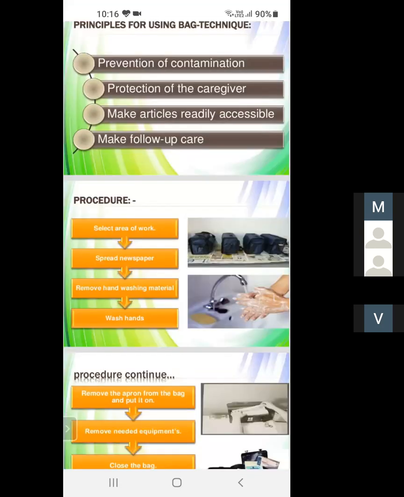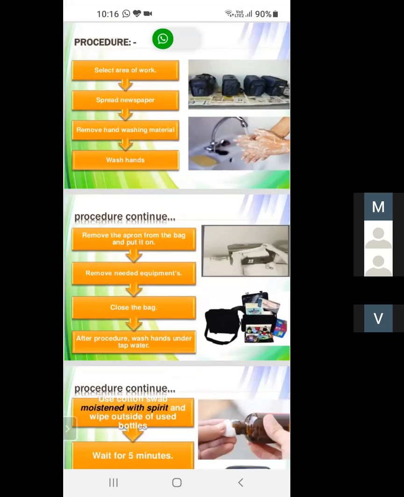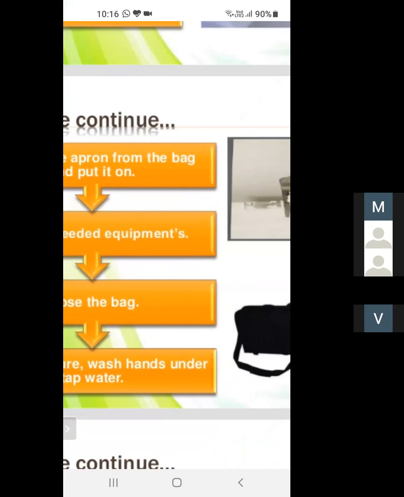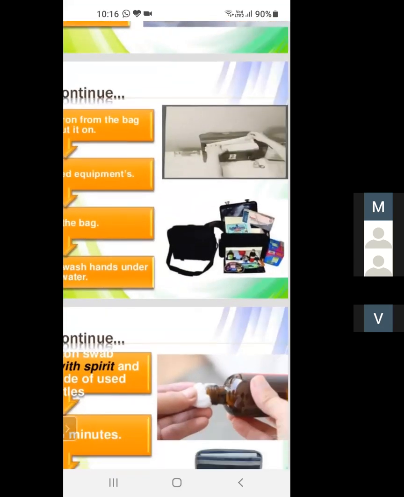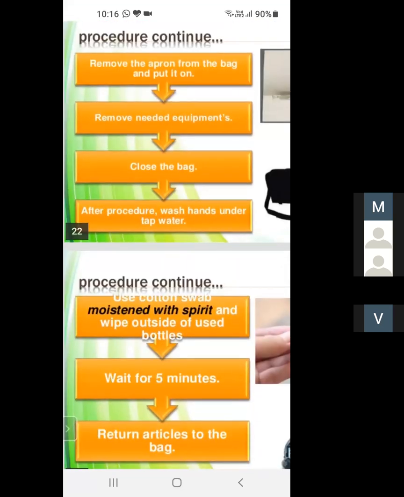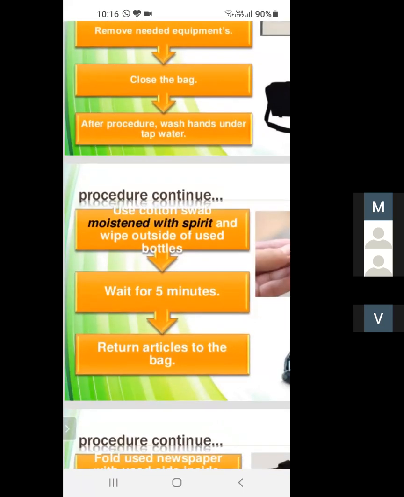Next is spread newspaper, remove hand wash material and wash hand. And the procedure: remove the apron from the bag and put it on. You see, like this apron. Okay. And remove needed equipment. What equipment we need means we want to take out, and close the bag. And after the procedure, wash hand under the tap water. Okay, and spirit and wipe, and the procedure continues.